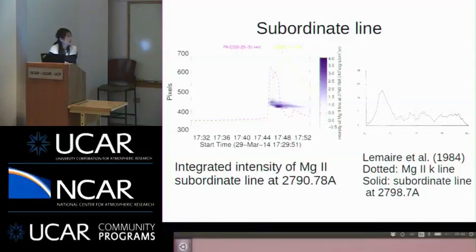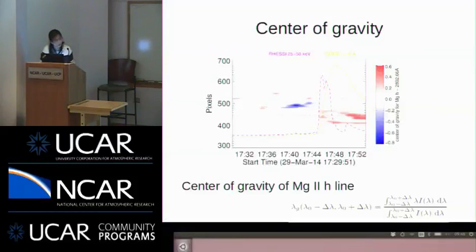And for the subordinate lines, we see the intensity increases at this time, and we also see the ribbons move to the south, the same as the previous observations by Lamar et al.